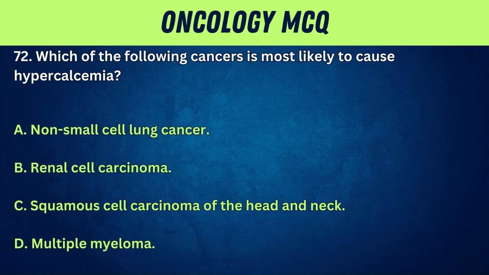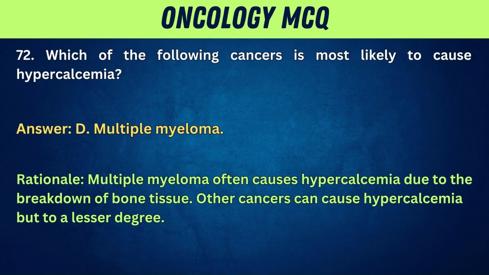72. Which of the following cancers is most likely to cause hypercalcemia? A. Non-small cell lung cancer. B. Renal cell carcinoma. C. Squamous cell carcinoma of the head and neck. D. Multiple myeloma. Answer: D. Multiple myeloma. Rationale: multiple myeloma often causes hypercalcemia due to the breakdown of bone tissue. Other cancers can cause hypercalcemia, but to a lesser degree.